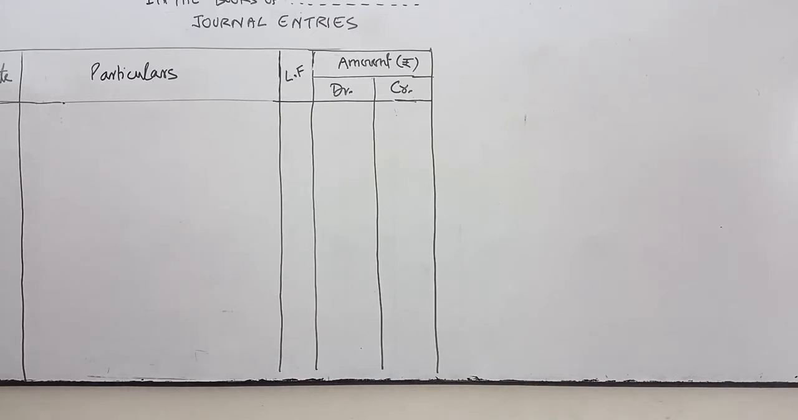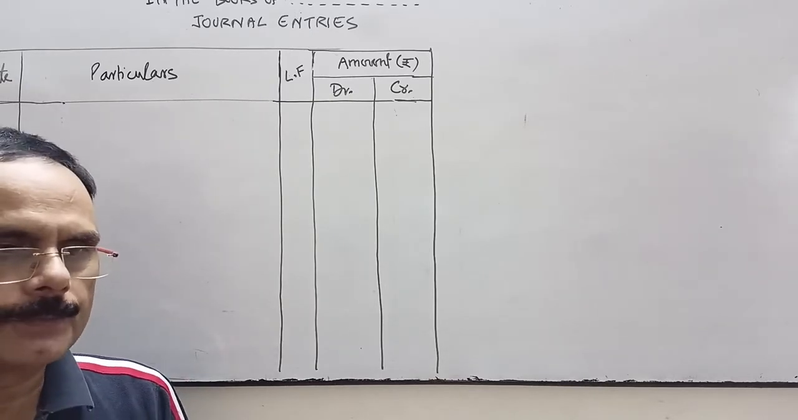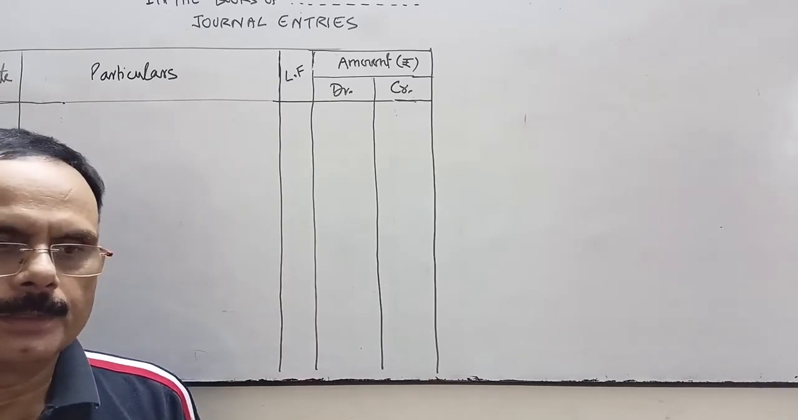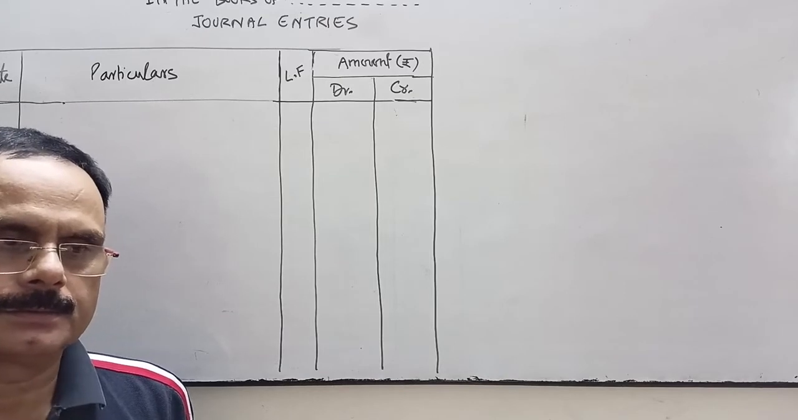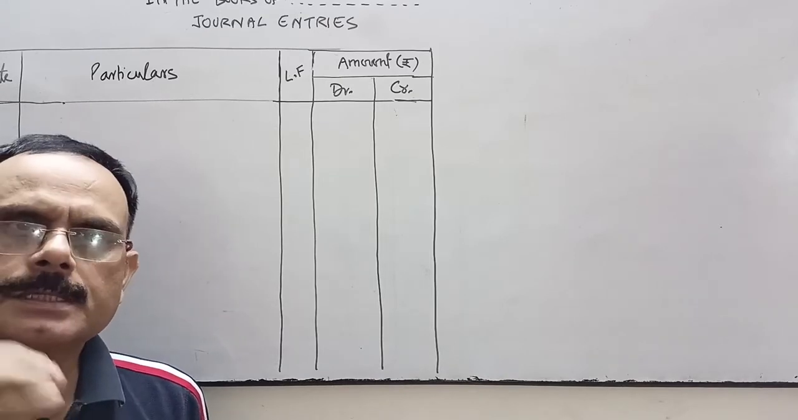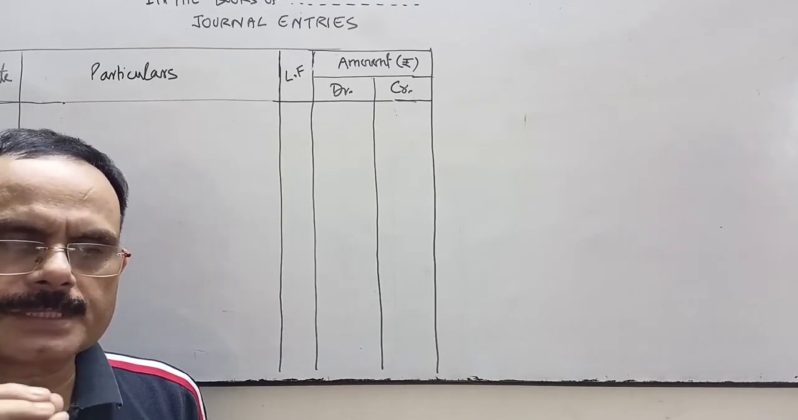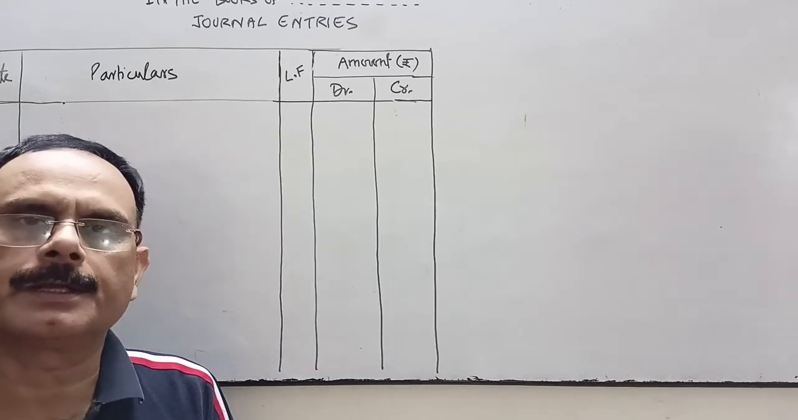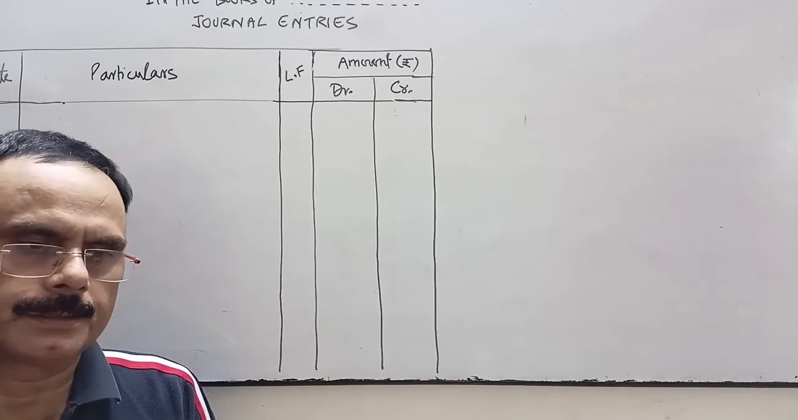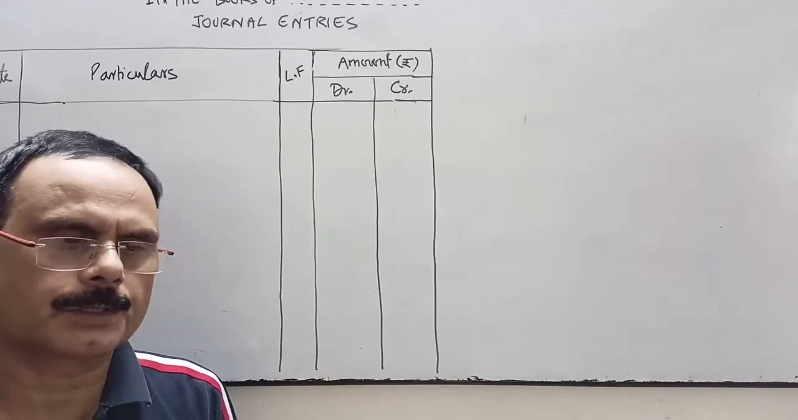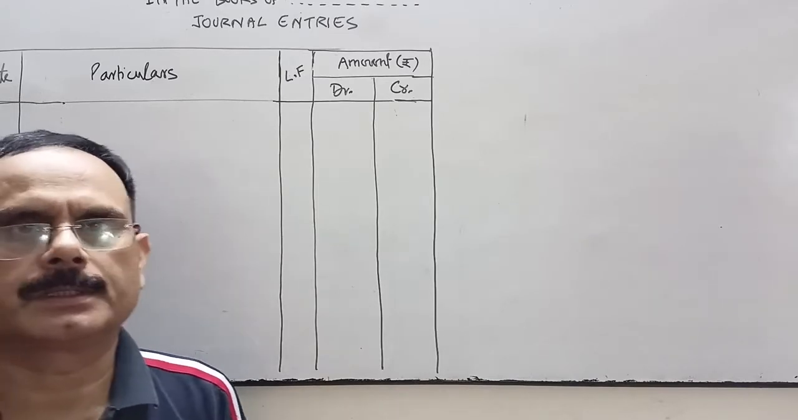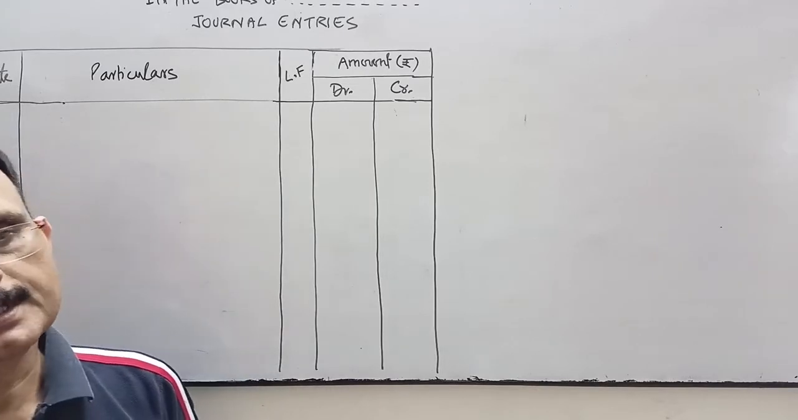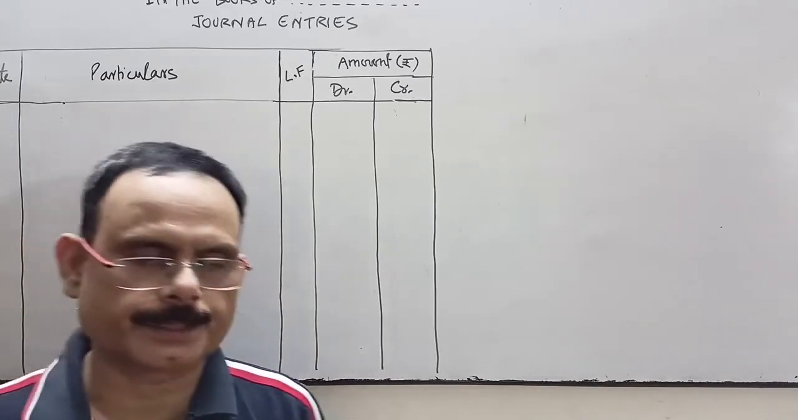Now come to the next question of journal entries. We will start from the simple journal entry, and thereafter gradually we will increase to the more difficult, or you can say more complex, ones. So we'll start with the simple journal entry.